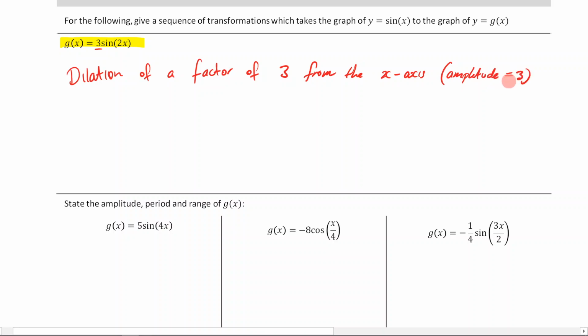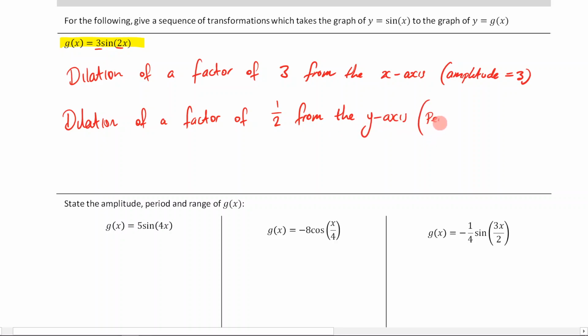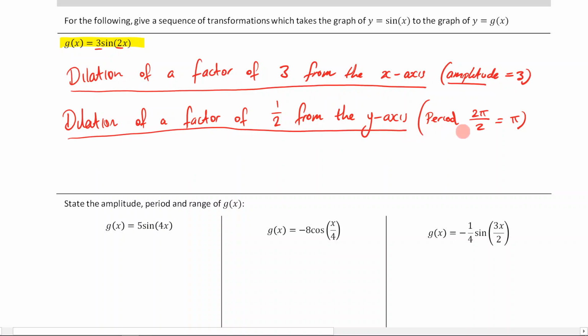Also, this 2 tells me that there is a dilation of a factor of, now this is important, it's the reciprocal of that, so it's going to be a half from the y-axis. And in brackets, you can put in that the period is 2 pi over 2, which is just pi. So again, you need to be able to link in your head the idea of dilation from the x-axis with the amplitude, dilation from the y-axis with period.